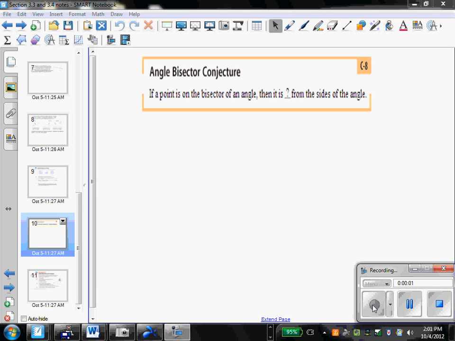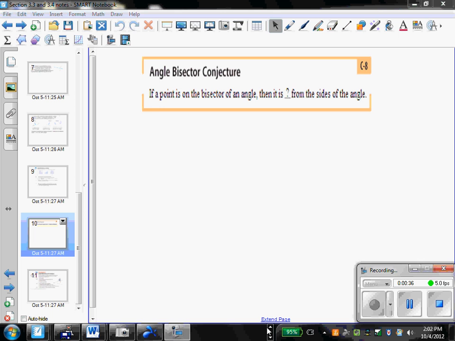Hi class, this is section 3.4, constructing angle bisectors. As you can see, we start this section with a conjecture, the angle bisector conjecture. If a point is on the bisector of an angle, then it is blank from the sides of the angle. So hopefully you remember from chapter 1 your definition of an angle bisector. It is a ray that divides an angle into two congruent angles.